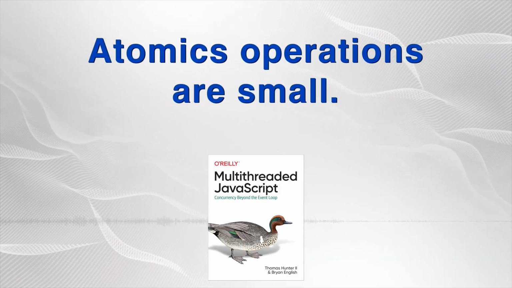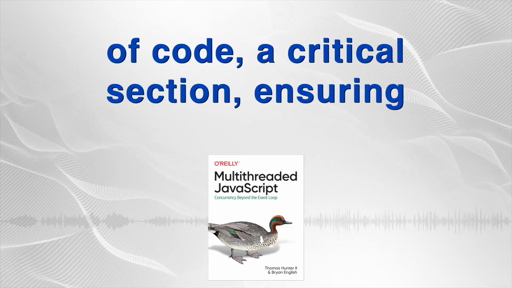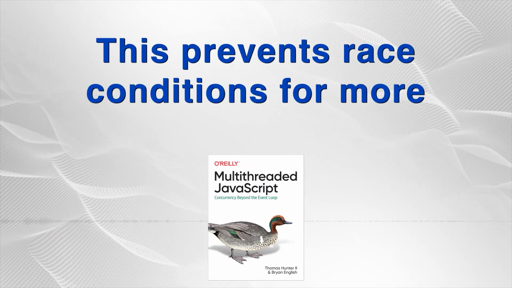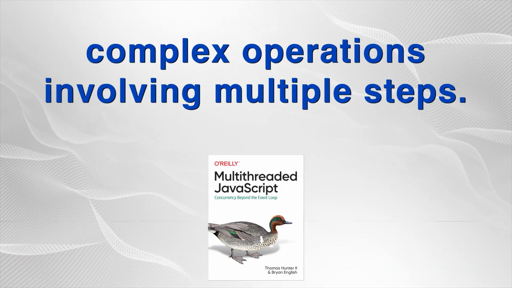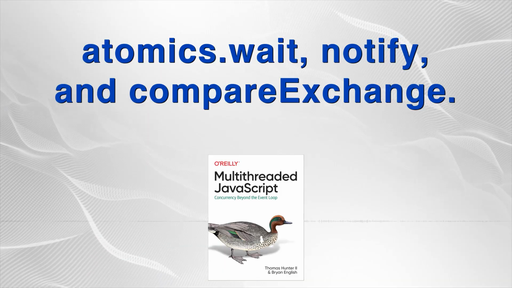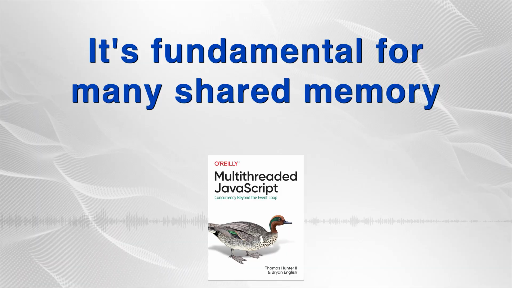Atomics operations are small. A mutex protects a larger block of code, a critical section, ensuring only one thread can execute it at a time. This prevents race conditions for more complex operations involving multiple steps. Exactly. You can build a mutex using atomics wait, notify, and compareExchange. It's fundamental for many shared memory tasks.